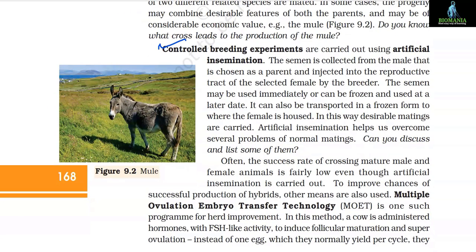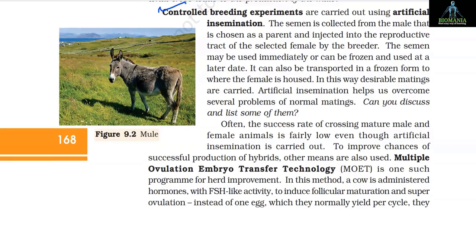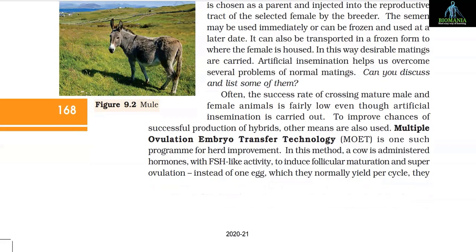Controlled breeding experiments are carried out using artificial insemination. The semen is collected from the male that is chosen as a parent and injected into the reproductive tract of the selected female by the breeder. The semen may be used immediately or can be frozen and used at a later date. It can also be transported in a frozen form to where the female is housed. In this way, desirable matings are carried out. Artificial insemination helps us overcome several problems of normal matings. Can you discuss and list some of them?